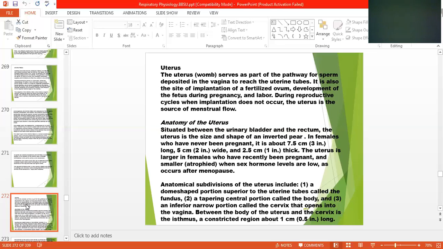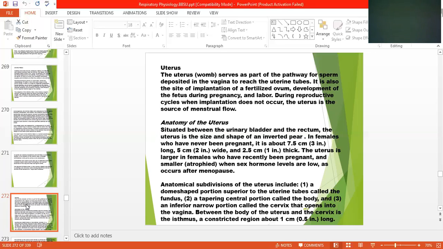Out of these 28 days, 5 days are for the menstrual cycle. Anatomy of the uterus: situated between the urinary bladder and the rectum. So it is present in between the urinary bladder and rectum. Your uterus is the size and shape of an inverted pear. Ulti surahi, as it is called in Hindi, the pear, nashpati, that shape. In females who have never been pregnant, it is about 7.5 centimeters or 3 inches long, 5 centimeters wide, and 2.5 centimeters thick.